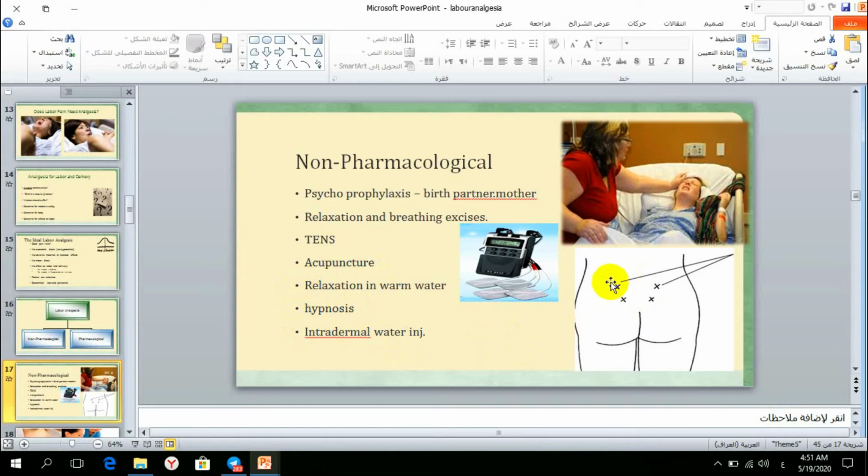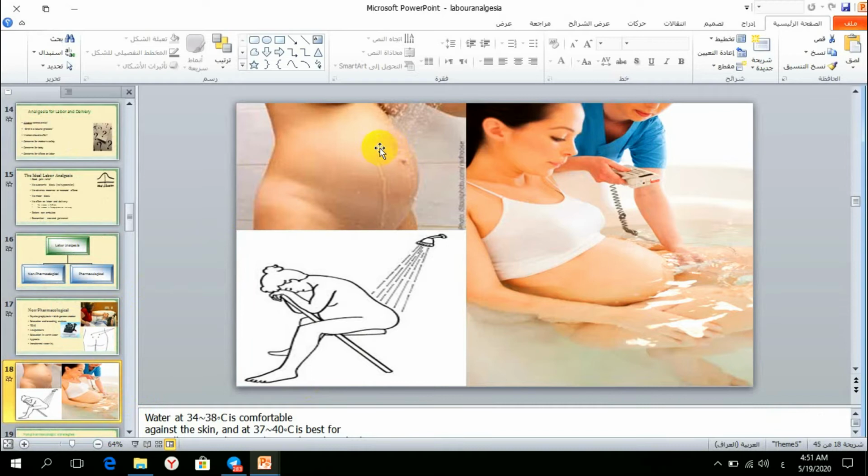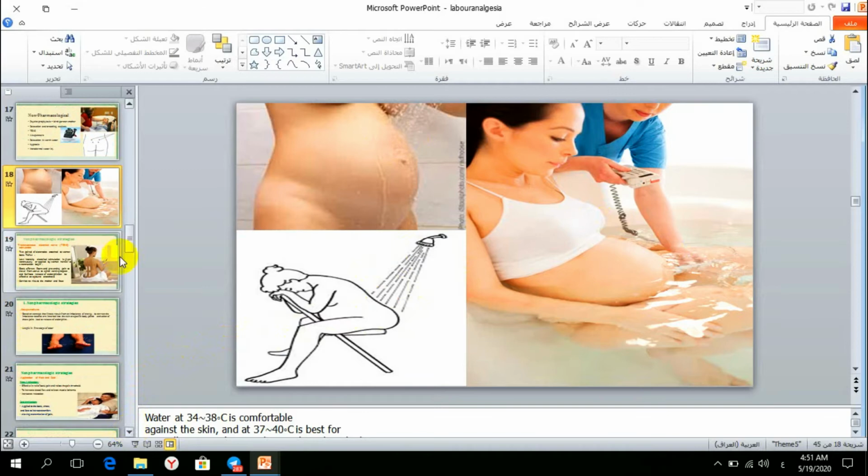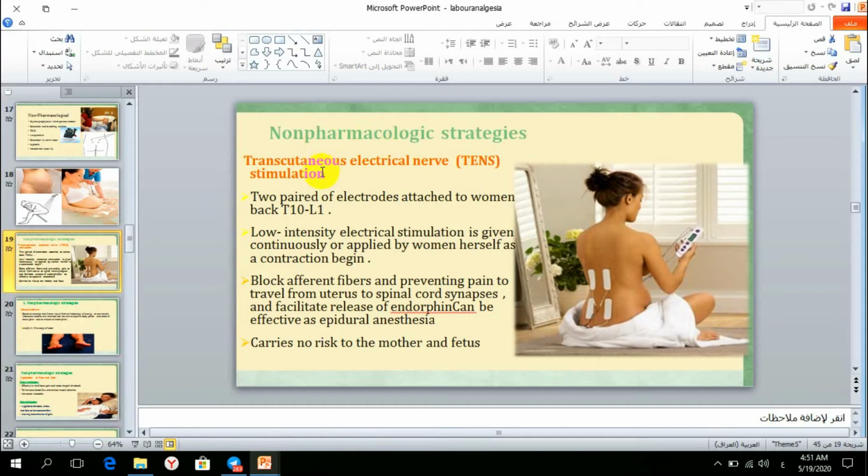All these considerations should be taken into account by whoever wants to give analgesia. The ideal labor analgesia must have good pain relief, no autonomic block, no hypotension, no adverse maternal or neonatal effects, no motor block, no effect on labor and delivery, no increase in cesarean section rate, no increase in forceps or vacuum delivery.